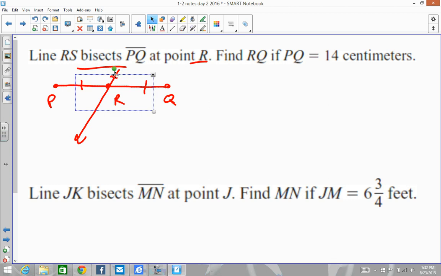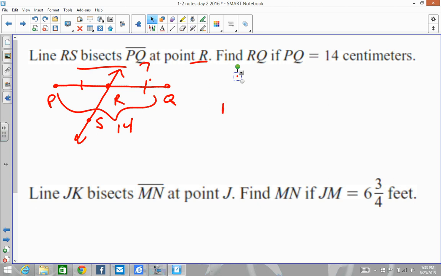But we do know that it tells us where the midpoint is. So S can be above or below. So I'm going to go ahead and put it below here. It just makes it easier to see. So it tells us in this problem that if PQ, so from here to here, is 14, find RQ, which is this one we don't know.